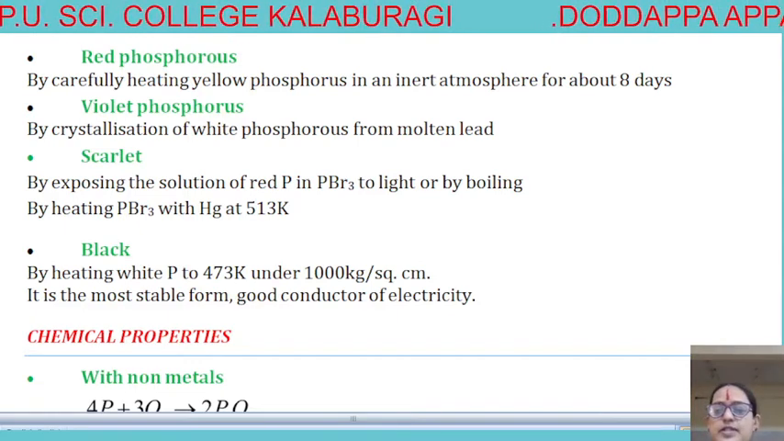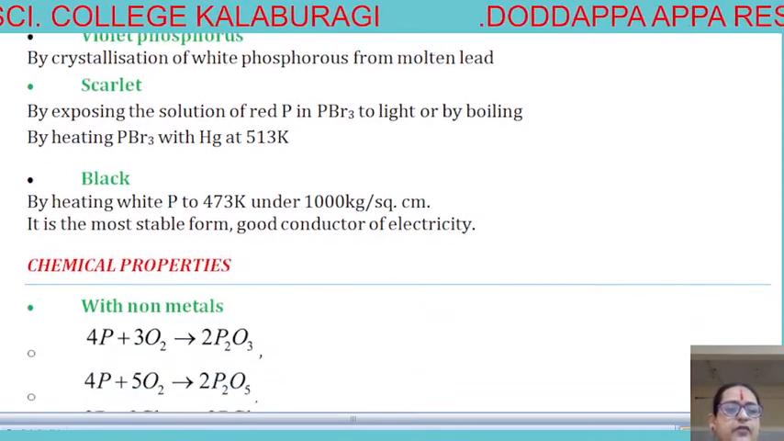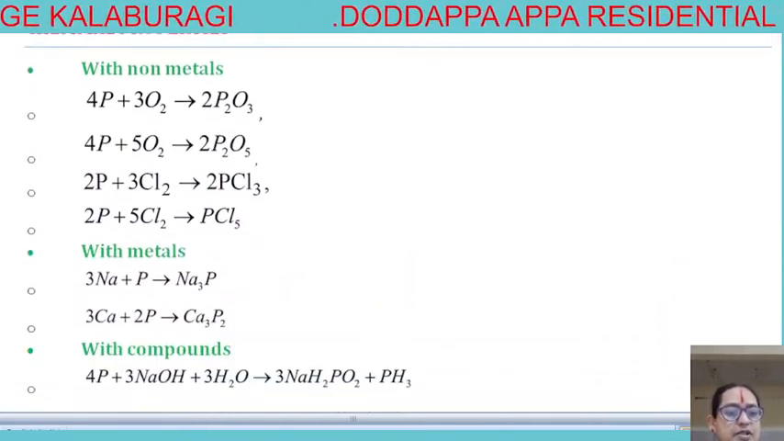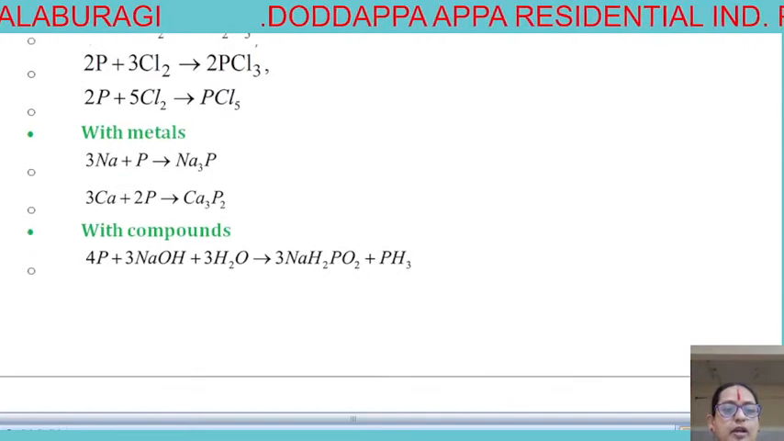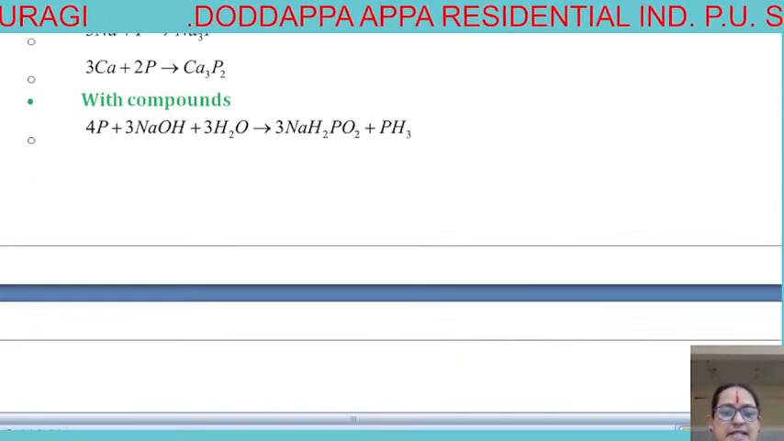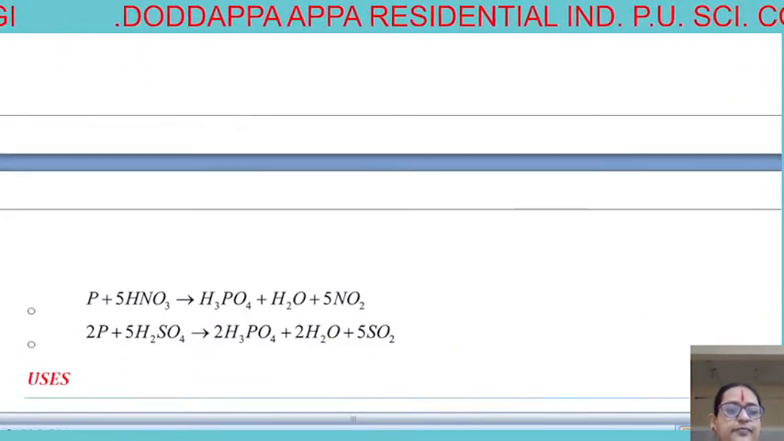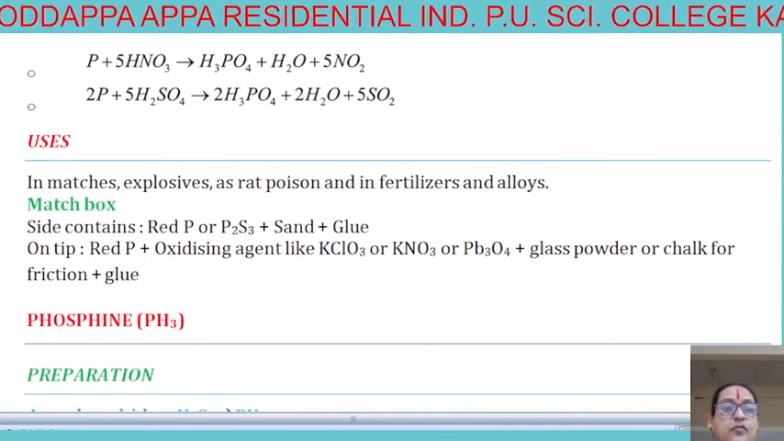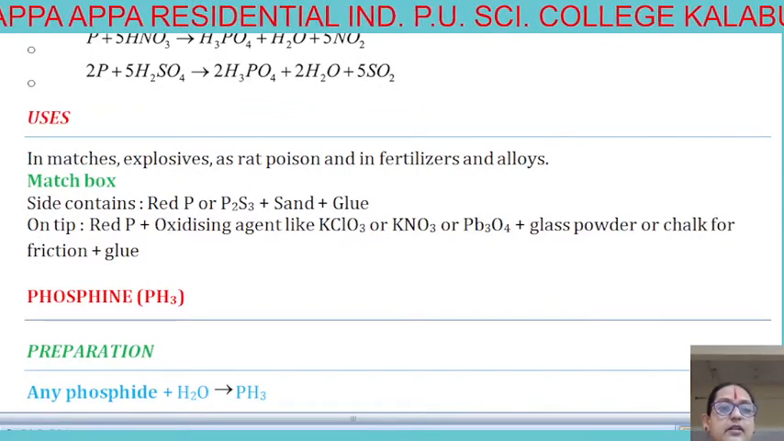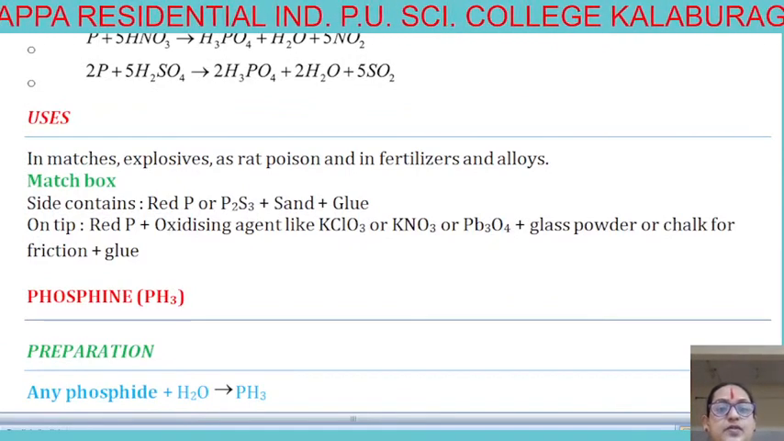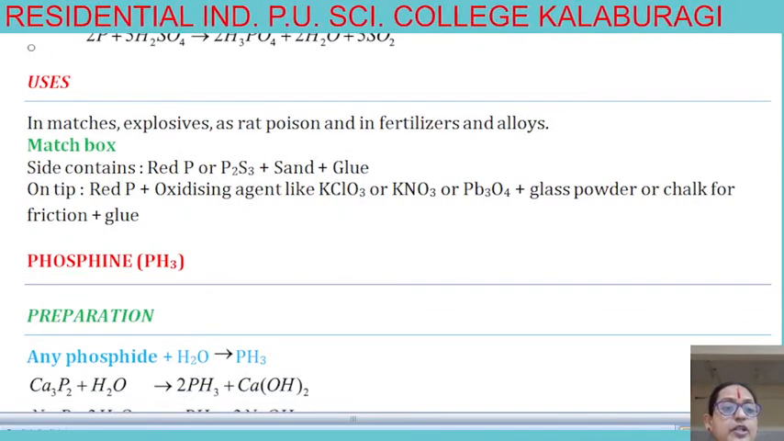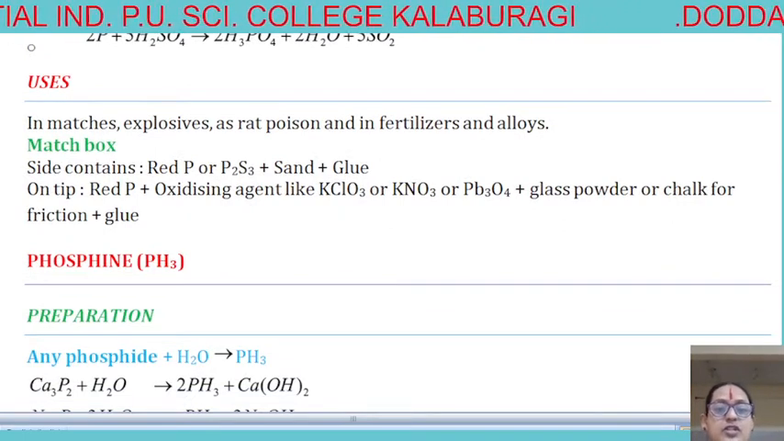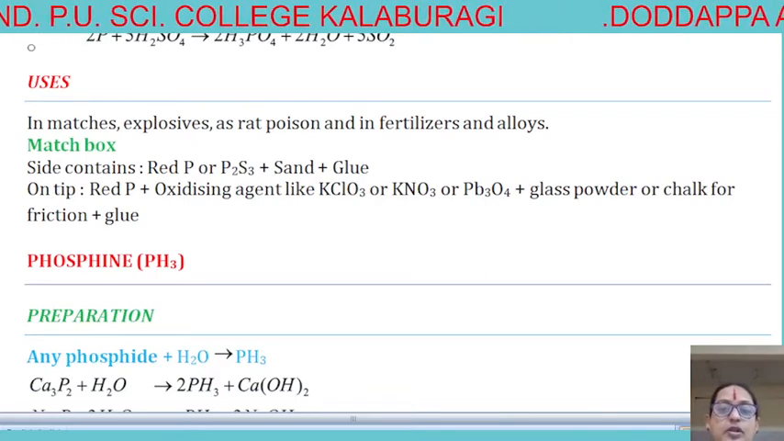There are a few of its chemical properties. Phosphorus reacts with non-metals, with metals, and with other compounds like sodium hydroxide and water. It reacts to form different compounds. Then it has its uses. It is used for preparation of the matchbox side. The side contains red phosphorus, sand and glue. On the tip of the matchstick, it consists of red phosphorus, oxidizing agent, glass powder and chalk for friction, plus glue.